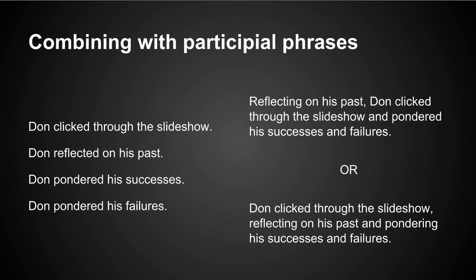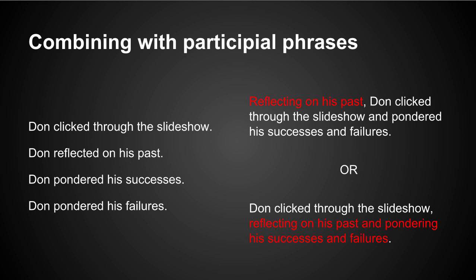All right, so let's have a look at how we can use participial phrases to combine sentences. So on the left-hand side, I have 4 kernel sentences. Don clicked through the slideshow. Don reflected on his past. Don pondered his successes. Don pondered his failures. And I've got a couple different combinations. Go ahead and read those over. Pause the video if you have to. You'll notice that I've put the participial phrases in red.